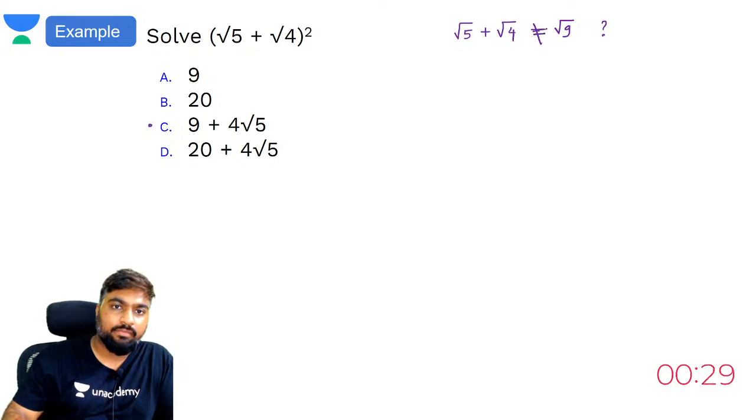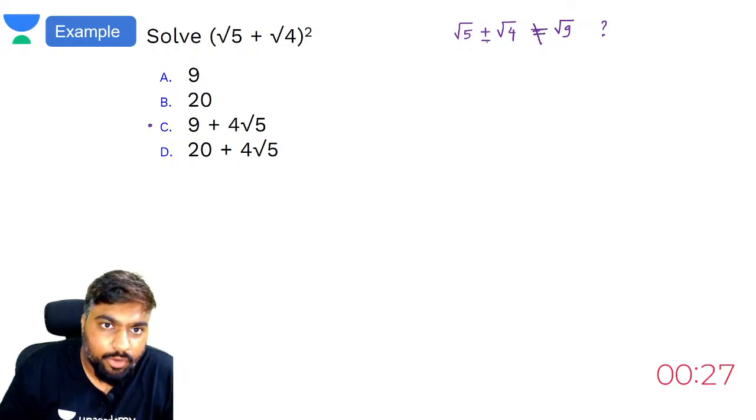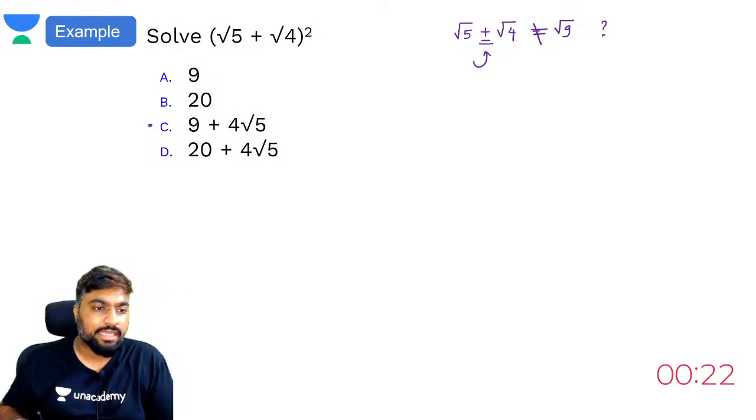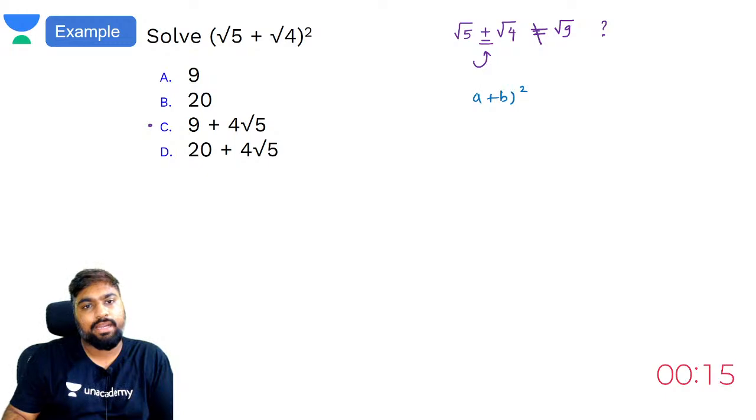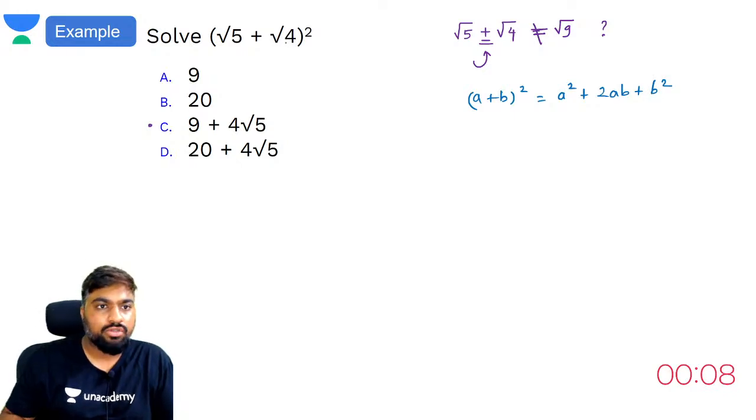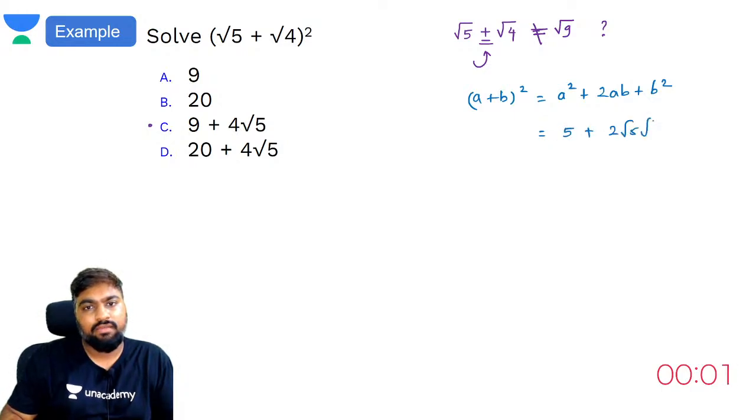Yes, definitely not, because it would work for product, it would work for division, it wouldn't work for addition or subtraction. So what would happen here? Root 5 plus root 4 the whole square, you will have to apply a plus b the whole square ka identity, which is, everybody knows this, a square plus 2ab plus b square, correct? So a is root 5, you have a square root 5 square, which is 5, plus 2 times root 5 into root 4 plus root 4 the whole square, which is 4. So 5 plus 4 is 9.